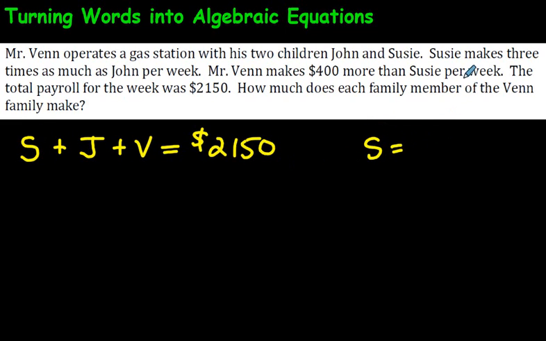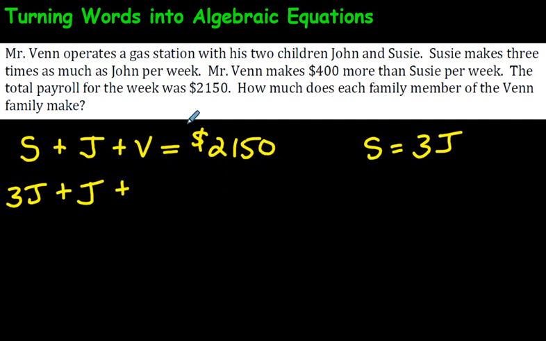Susie makes 3 times as much as her brother John. Wouldn't you agree that's the same thing as saying Susie makes 3 times as much as John? So instead of S in this over here, we can write 3J. So underneath there, I'm going to write 3J. Okay? John makes what John makes, we don't know, but the reason why I'm leaving it alone is because we have a J here, we have another J here.